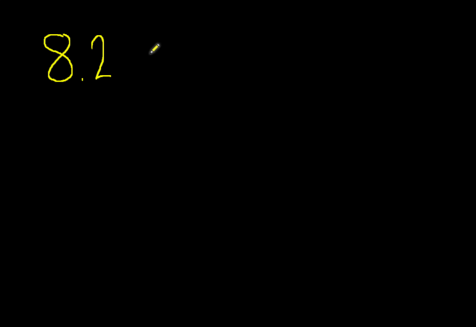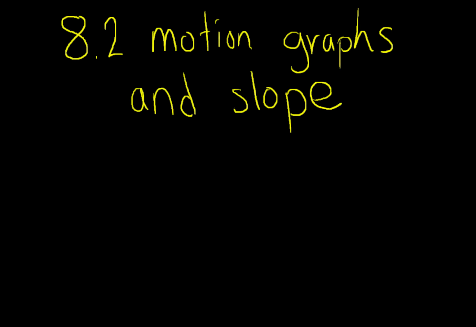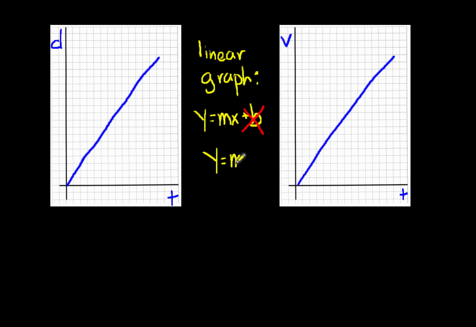Lesson 8.2, Motion Graphs and Slope. So far, we've looked at two graph types, a dt graph and a vt graph. Both of these graphs on the screen are linear graphs, which have the equation y equals mx plus b. However, since they both go through the origin, the y-intercept b doesn't matter. So the equation we would use is y equals mx.